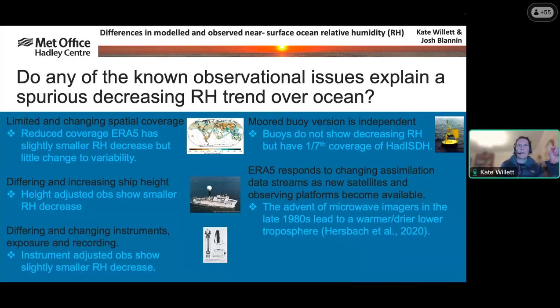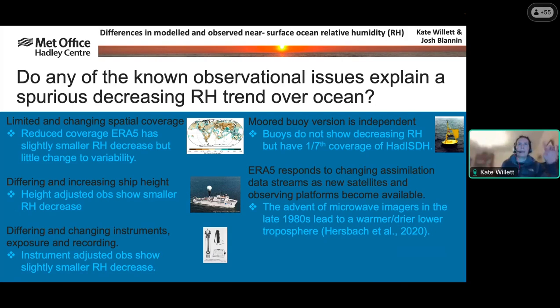And then finally, we've done a lot more digging into the observations themselves, because there are many known large sources of uncertainty. And here we wanted to know whether any of those observational issues could possibly explain a spurious decrease in relative humidity over ocean.